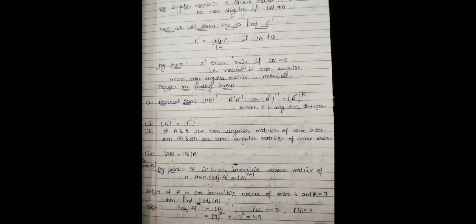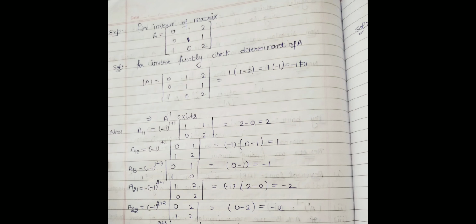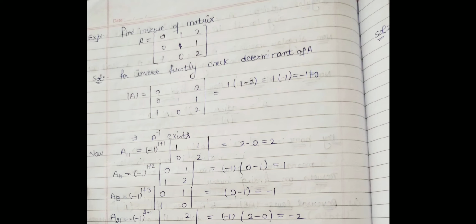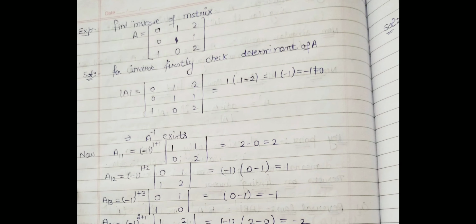Now we will find the inverse of the matrix by using the cofactors, or by making the adjoint of the matrix. Firstly, we will check whether its inverse exists or not. For this, we will find the determinant of the matrix and see whether it is 0 or not equal to 0. We calculated the determinant of matrix A, which is minus 1, which is not equal to 0, meaning its inverse exists.